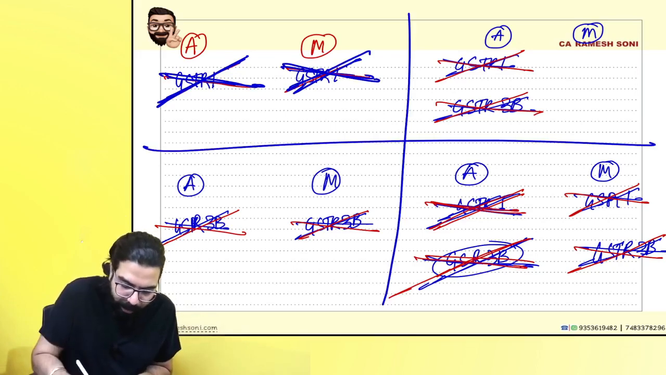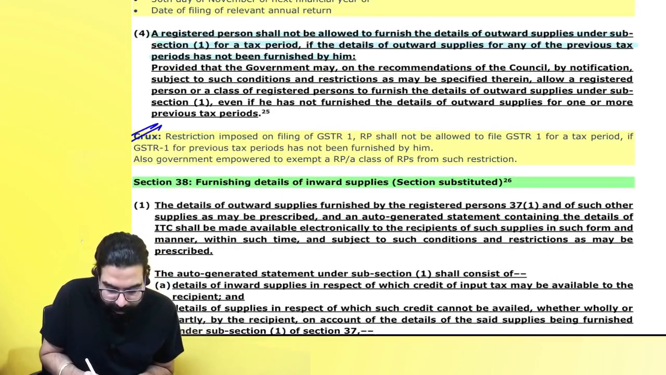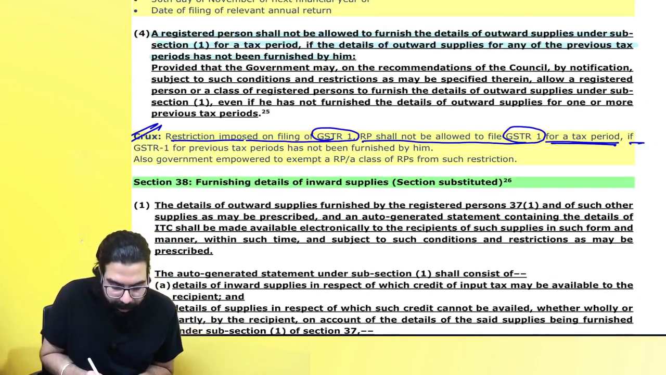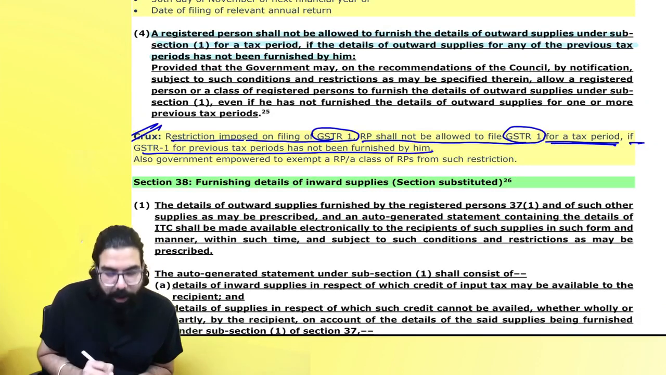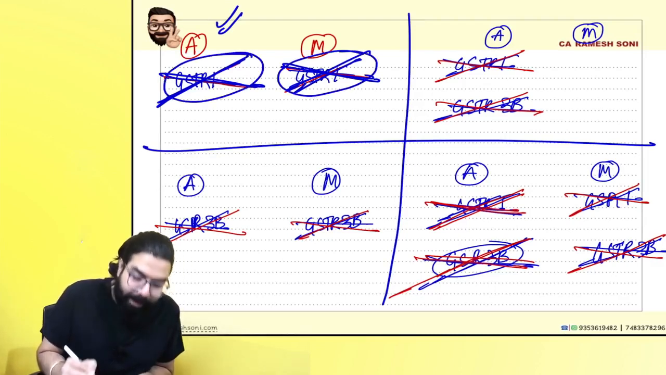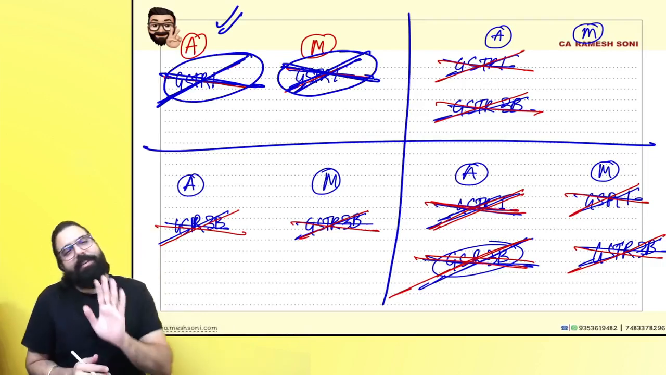Okay, sir. First, I've gone ahead and taught you this. It says over here that, sir, restriction imposed on filing GSTR 1, registered person not allowed to file GSTR 1 for a tax period if previous tax period का GSTR 1 has not been furnished. But so first file April month, then May month. Okay, May month you file, then you can file June. Serial order mein basically you'll have to go.